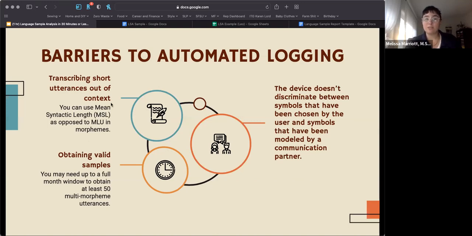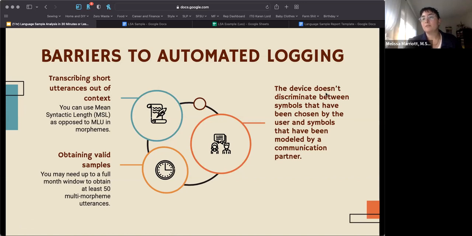If you're using automated data logging, you can't necessarily separate those out. It can also take a really long time if you're looking for multi-morpheme utterances. It can take a really long time to get 50 utterances. And again, this is probably a situation where you might not want to use one of the shorter language sample options.